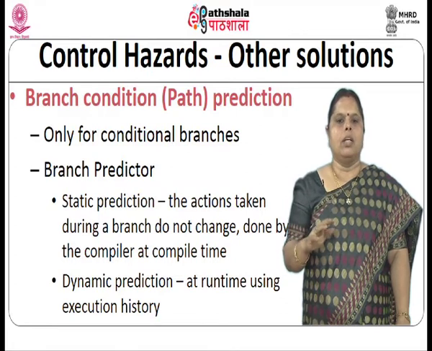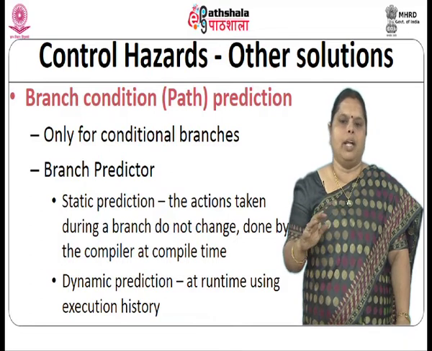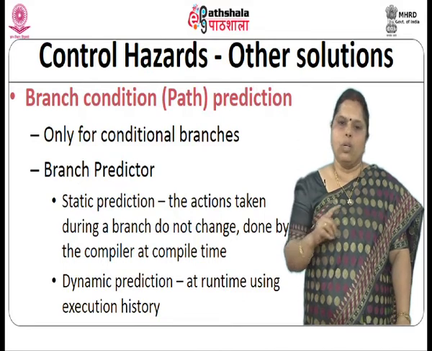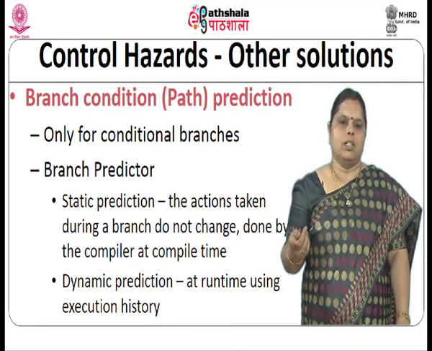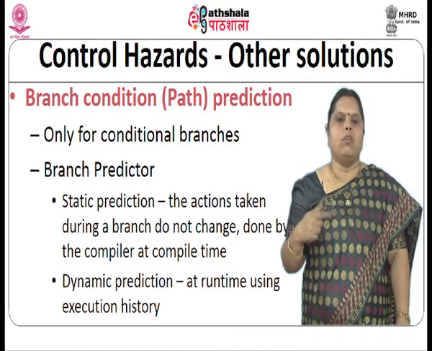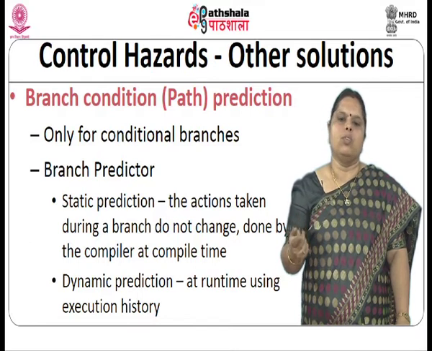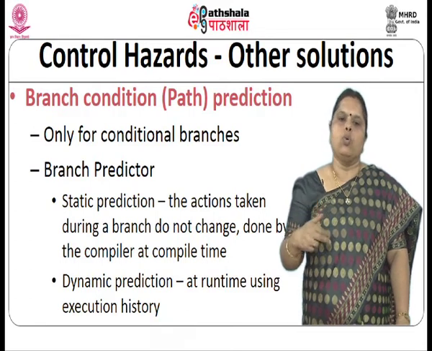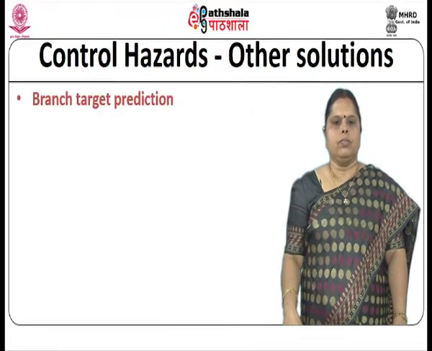A static predictor is one where the actions taken during a branch do not change, they are static, and it is done by the compiler at compile time. So it does not get changed. If it has to be changed, it will have to be recompiled with other conditions. But when you look at dynamic prediction, depending upon the behavior or performance of your branch prediction, it will keep changing at runtime, based on the execution history. So that is the difference between a static prediction and dynamic prediction. We look into details of the static prediction techniques in this module.